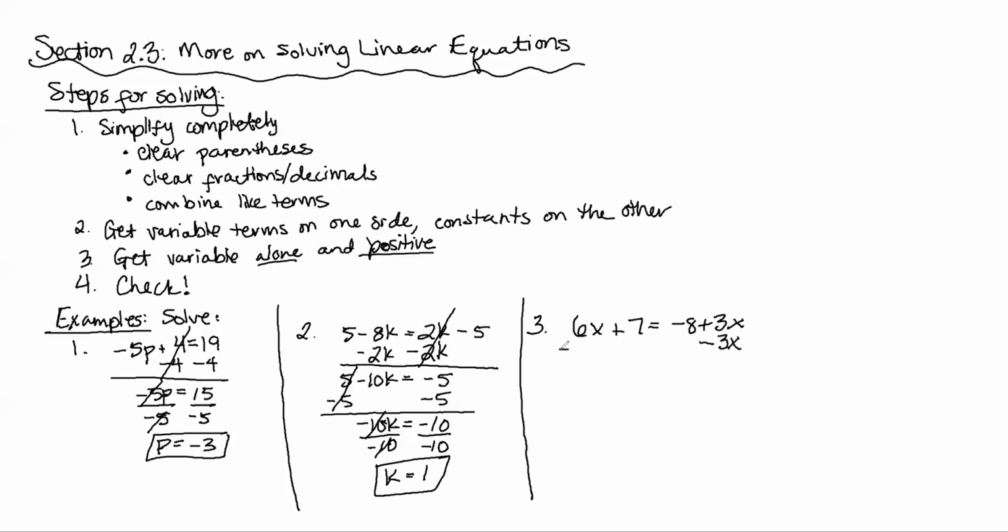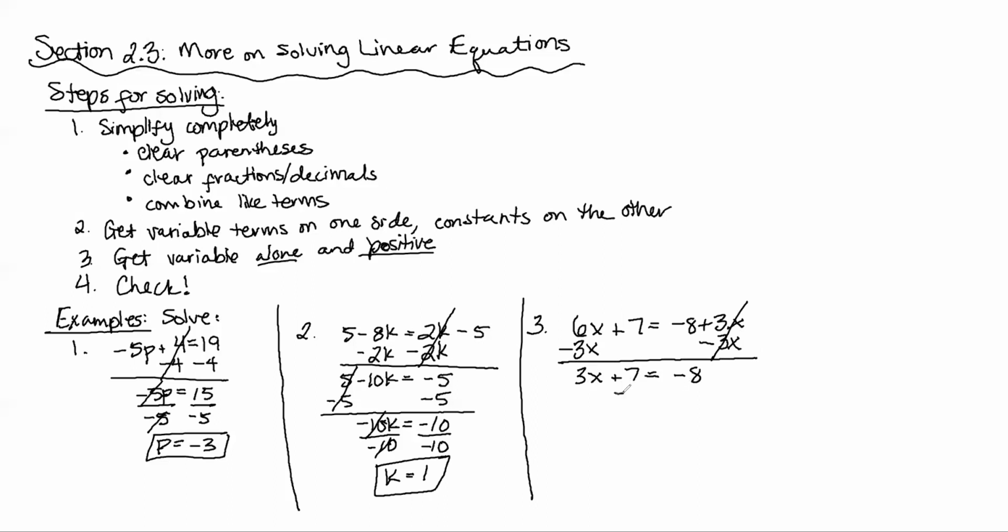So I'll subtract 3x. And so 6x minus 3x is 3x. Bring down this +7. And then on the right, we're just left with -8. Variables are on the left. Let's move this constant to the right.